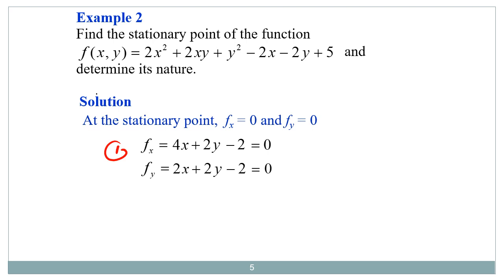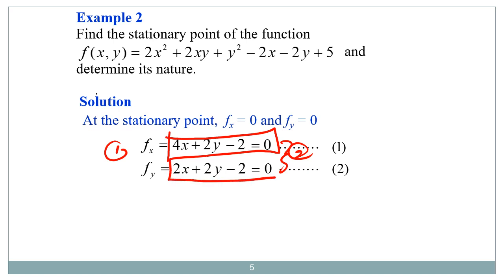Okay, so we have these two equations. And then after we find the equations, we need to solve them simultaneously. So we have equation 1 and equation 2: 4x plus 2y minus 2 equal to 0 and 2x plus 2y minus 2 equal to 0. And then the next step is to solve. Because we have 2y in both equations, we can solve it by the elimination method.